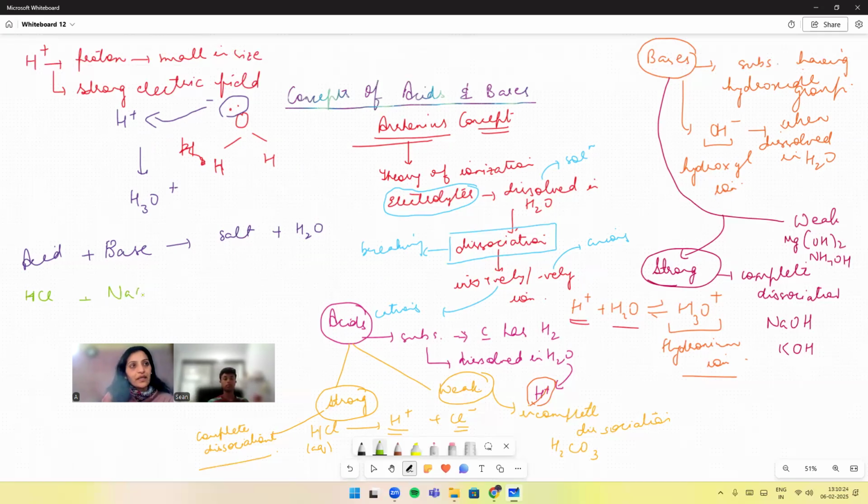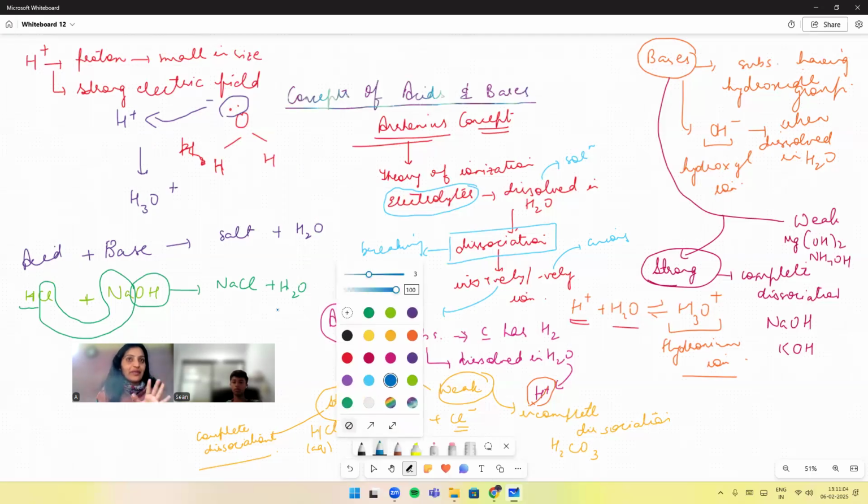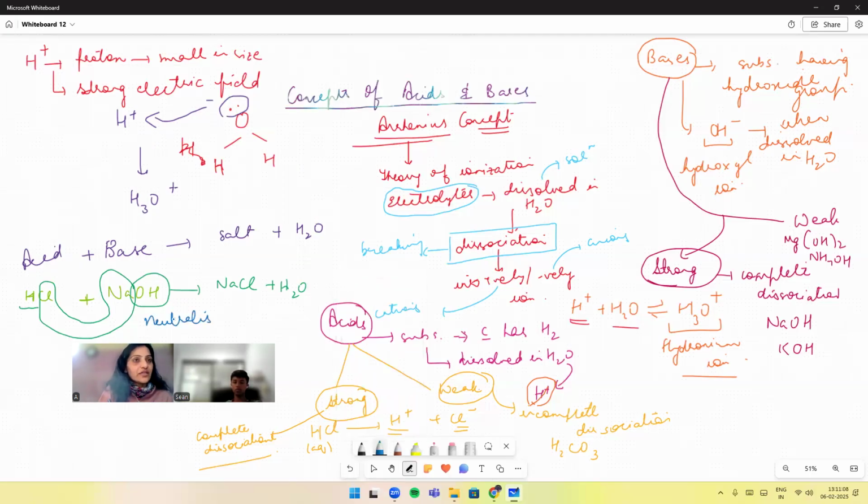Okay. Now see what is happening. When an acid and a base are dissolved together, this cation is going to attract this anion, leading to the formation of salt. Clear? And this hydrogen is going to come in contact with this hydroxyl ion, leading to the formation of a water molecule. Is this clear? Now, the whole thing which is happening is known as a neutralization reaction.